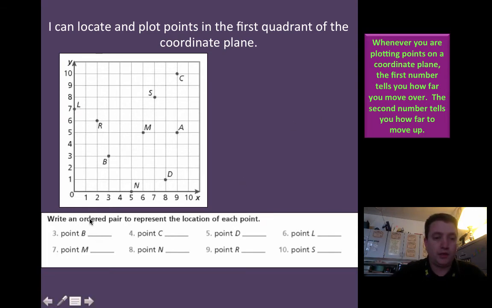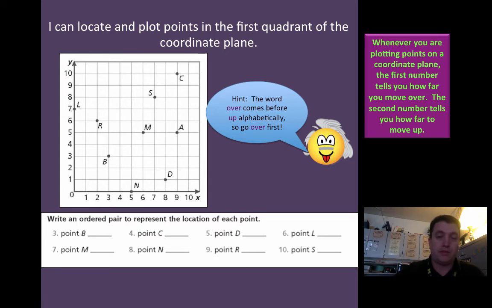So when I look at point B, I have to look here. Now remember, I'm thinking I've got to move over first. So if I move over across this x-axis, here is 3. In this case, I would also move up 3. So my ordered pair is going to be 3, 3. And here's a little hint for this: the word over comes before up alphabetically, so go over first. You can also look at it the same way: x comes before y. Go over x before you go up y. So 3, 3 is our first pair there.